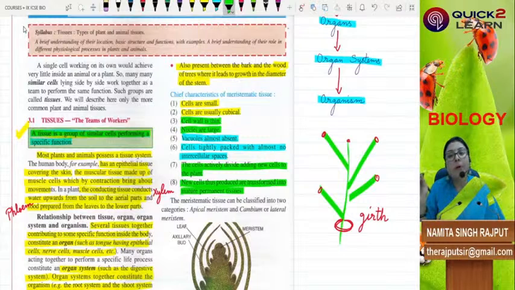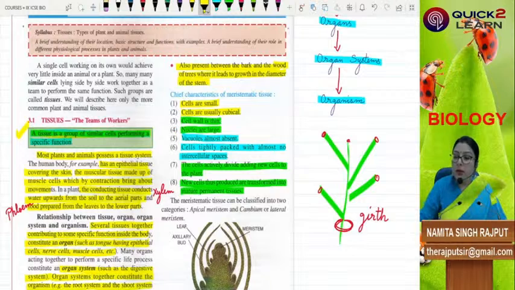That is, they perform a particular function for the plant. They get transformed, they change. So these are the chief characteristics of meristematic tissues. Now they can further be classified into two categories: apical meristem and lateral meristem.